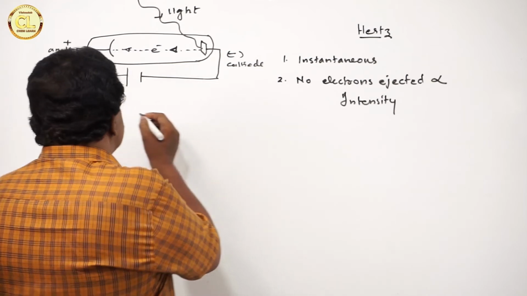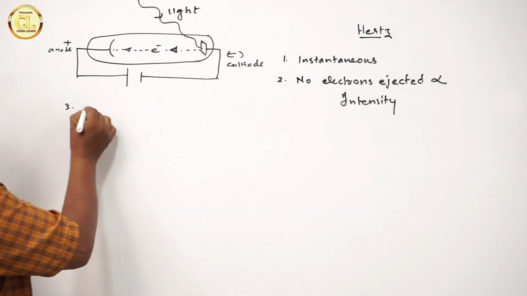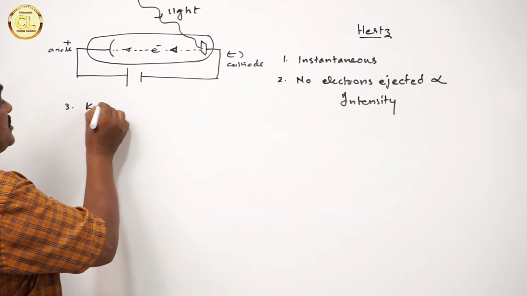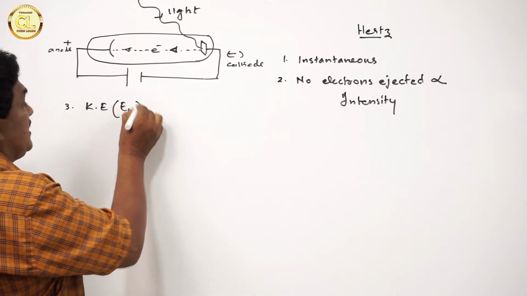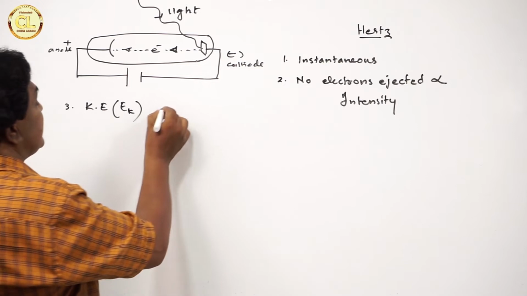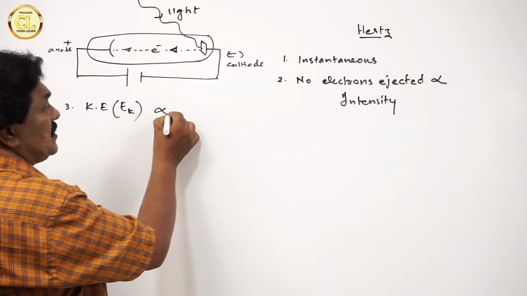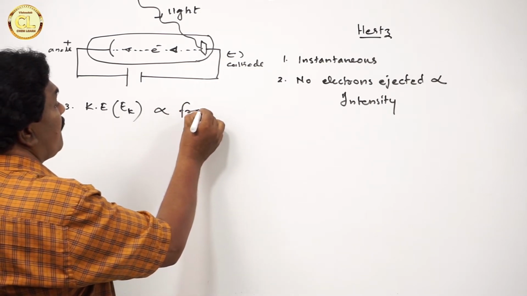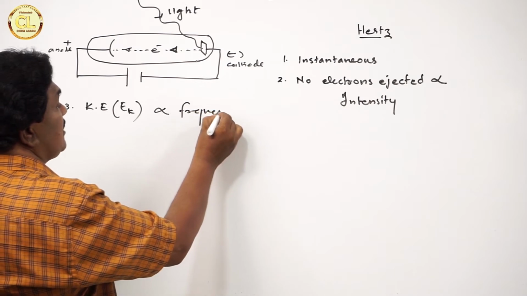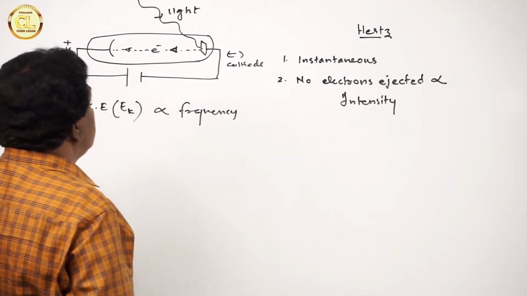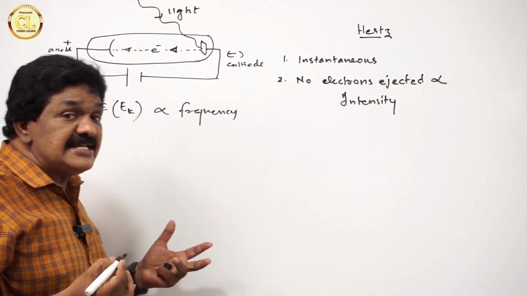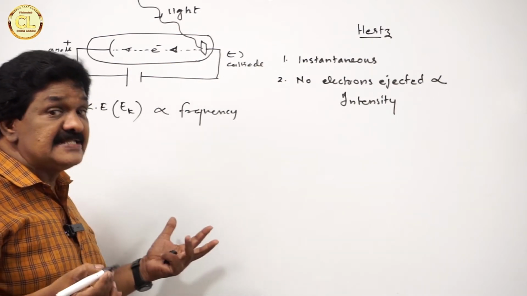Then third point is this. Kinetic energy of the ejected electrons, or EK, is directly proportional to the frequency of falling light. That is, as the frequency increases, the kinetic energy increases.